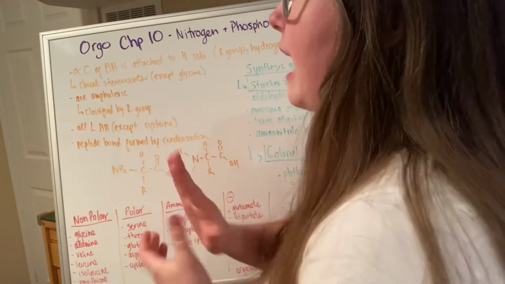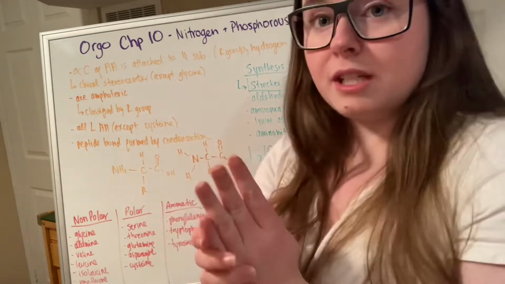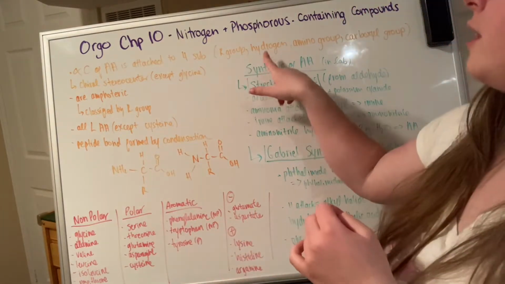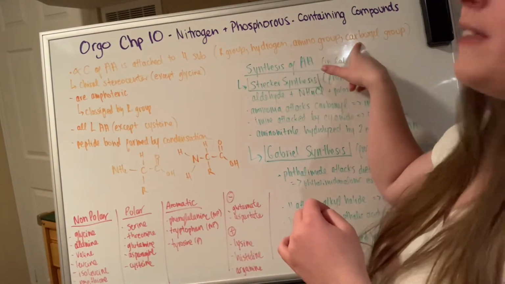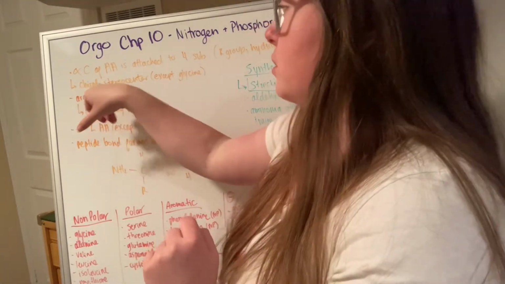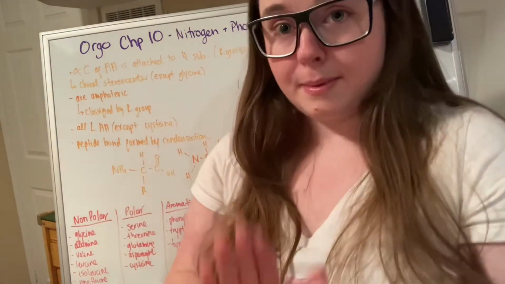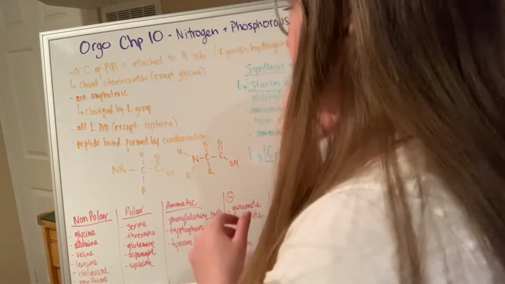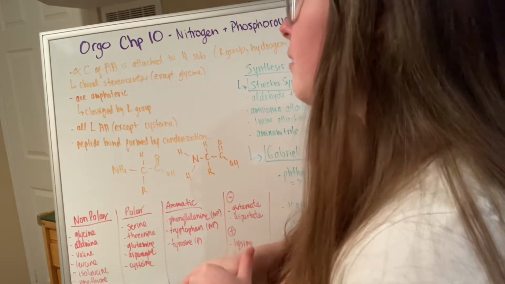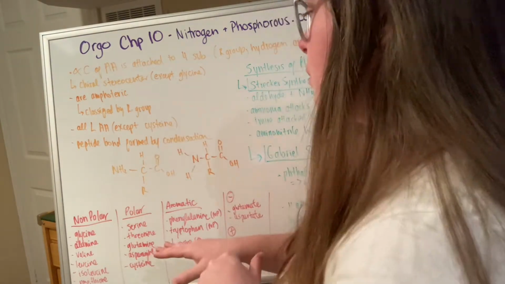To start off, the alpha carbon of an amino acid is attached to 4 substituents, which we know. Those 4 substituents are the R group, the hydrogen, the amino group, and the carboxyl group. We also know that all of them have a chiral stereocenter except for glycine. They are also all amphoteric, and they are classified by their R group.